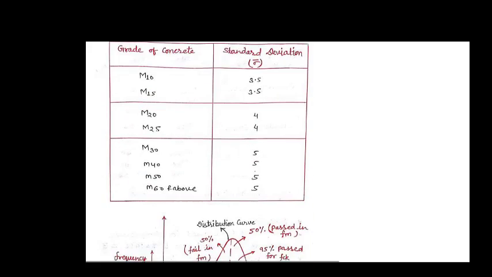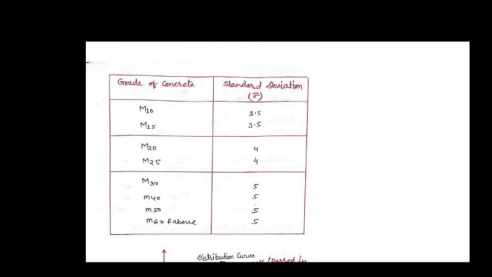Okay, so there are certain values for grades of concrete. For M10 the standard deviation is 3.5 and for M15 again 3.5. M20 and M25 have a standard deviation of 4, and M30 and above have a standard deviation of 5. Okay, so it is also mentioned in your IS codes, you can check it from there.